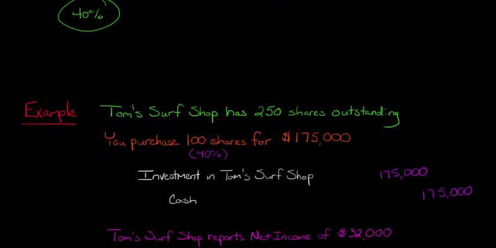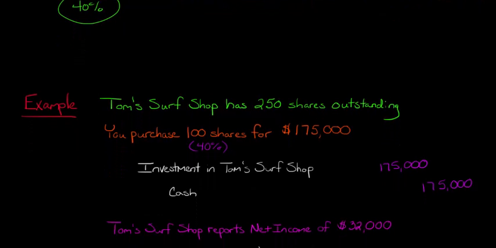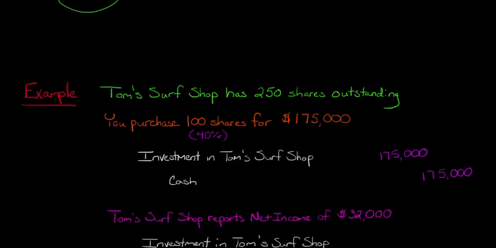Now, we're going to have some action here. Let's say that Tom's surf shop reports net income of $32,000. So they made $32,000, and now you're going to need to make a journal entry. Remember, we're going to recognize the proportionate share of net income or a net loss. So we've got $32,000, but we're not going to recognize the whole $32,000. We're going to recognize 40% of that. And $32,000 times 40% is $12,800.